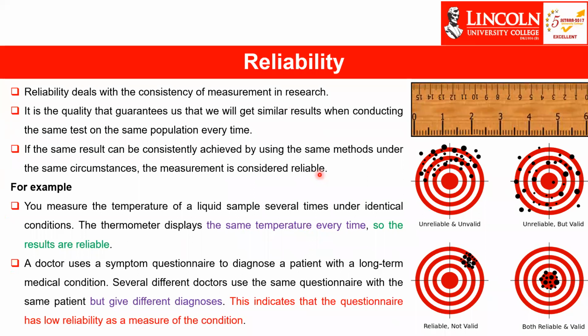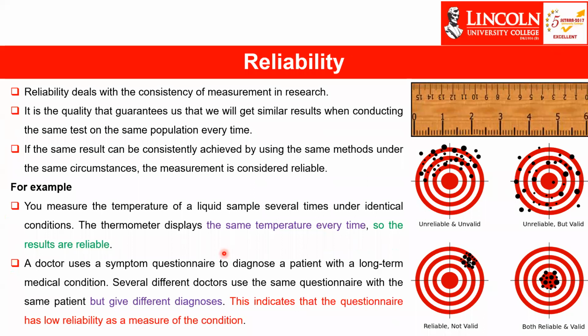For example, you measure the temperature of a liquid sample several times under identical conditions. The thermometer displays the same temperature every time, so the results are reliable. The doctor uses a symptom questionnaire to diagnose a patient with a long-term medical condition. Several different doctors use the same questionnaire with the same patient, but give different diagnoses. This indicates that the questionnaire has low reliability as a measure of the condition.